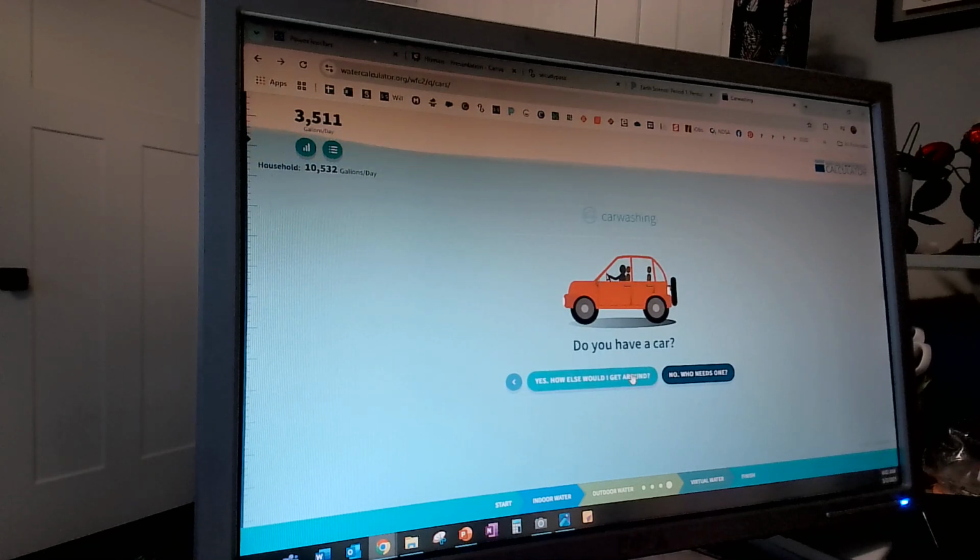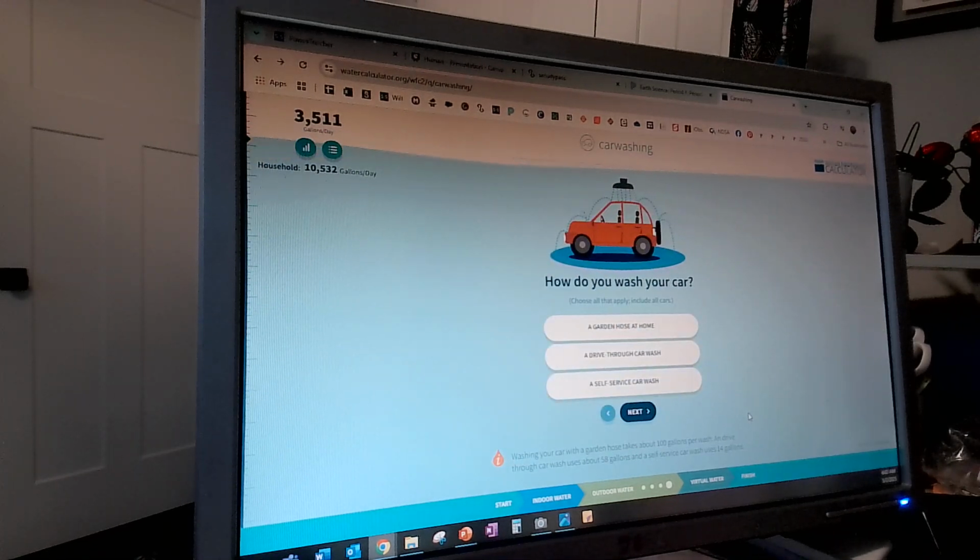Do you have a car? Yes. How else would I get around? Now, this is for your home, not just you. How do you get your car washed? Well, self-service, which is like you get out of the car, you spray it down, all that. Drive-through, you don't have to get out of your car for nothing. The garden hose at home.